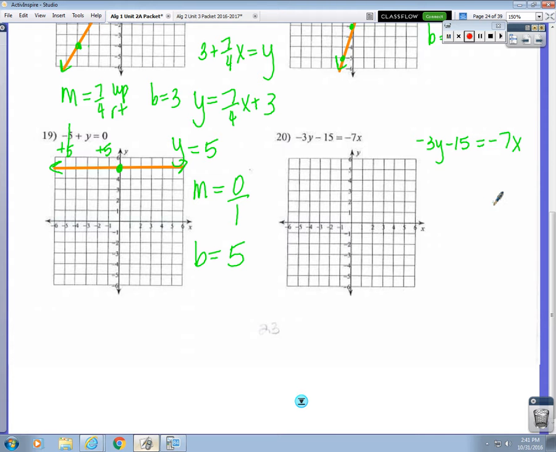So what do I do first? You have to add 15 to both sides. So now I have negative 3y equals negative 7x plus 15. Now what do I do to solve for y?